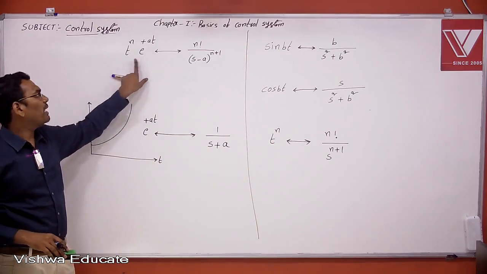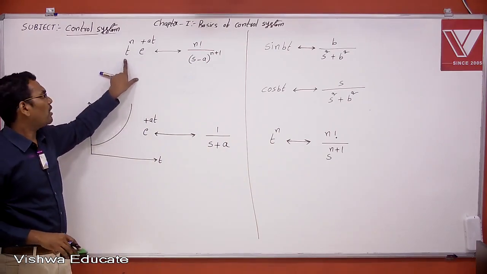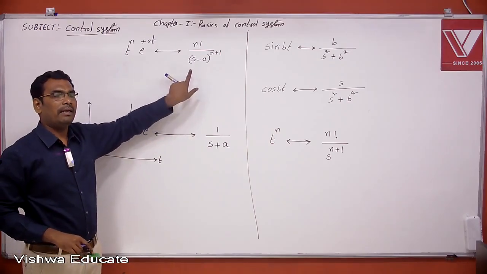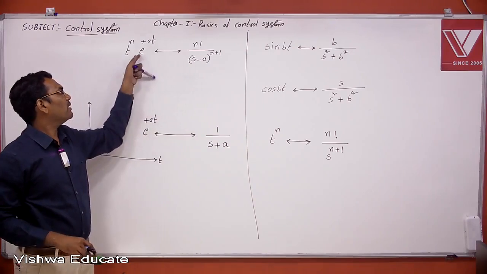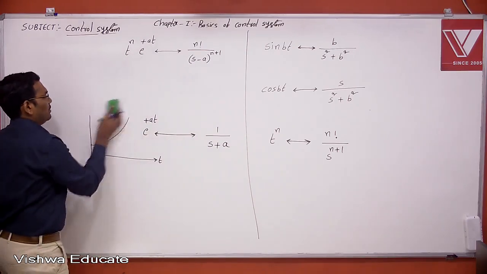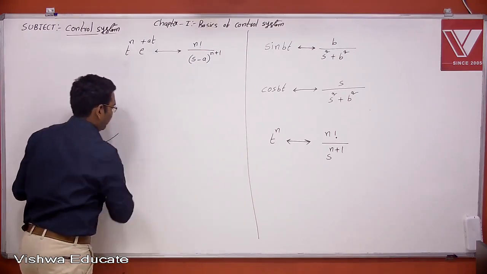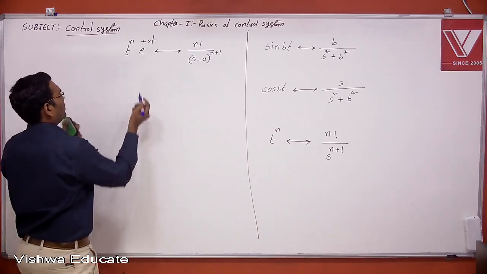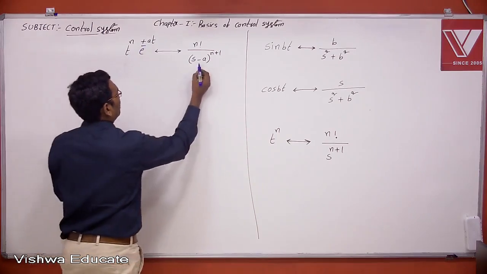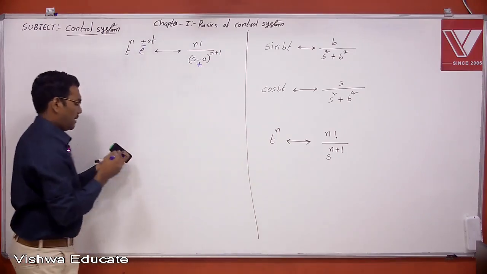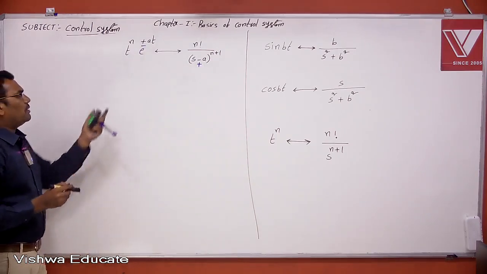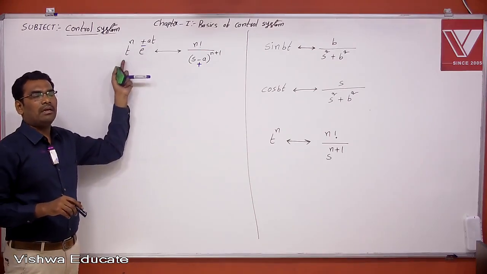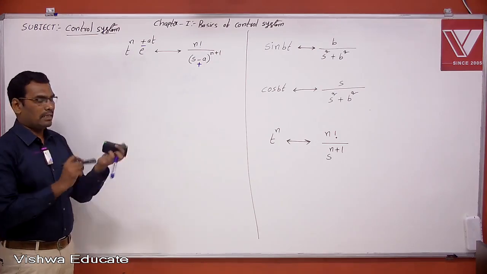Exponential term multiplied with any signal. Assume this is f of t. First write its Laplace transformation f of s. Where there is s in f of s, replace s by s minus a. If this is e power minus at, then this is s plus a. This is the same formula we use when any exponential term is multiplied with any signal with respect to time.